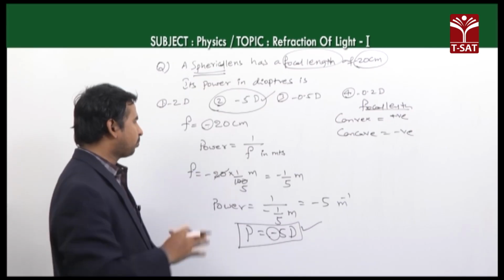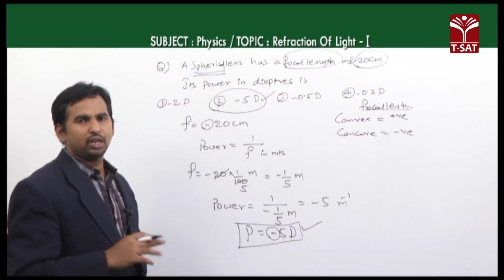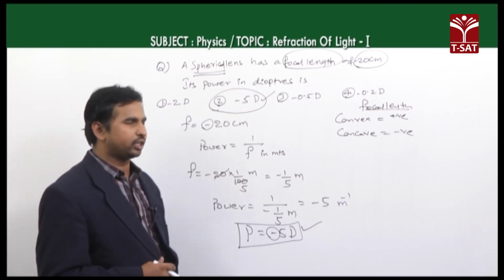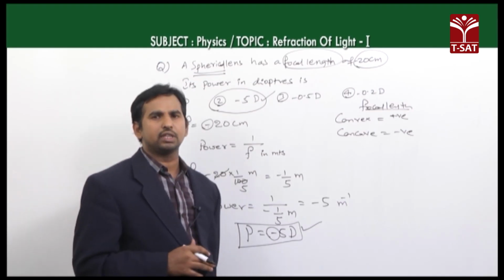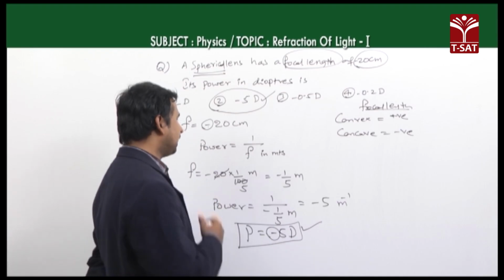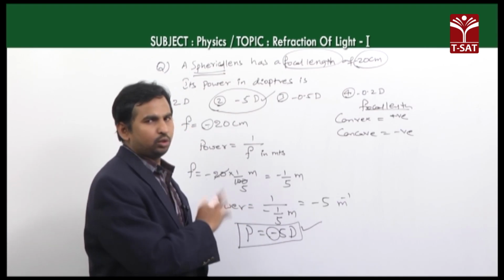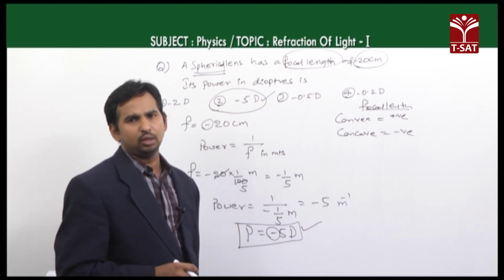Like this, if the question is given on power, mainly we have to remember two things: the sign convention, whether it is positive or negative, which relates to a convex lens or a concave lens, and another important one is the units, so that all the focal length units we have to take only in meters.